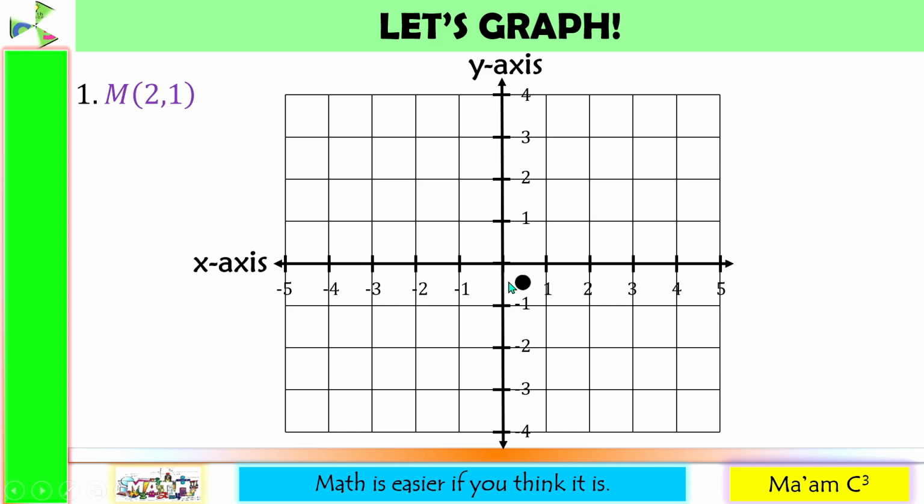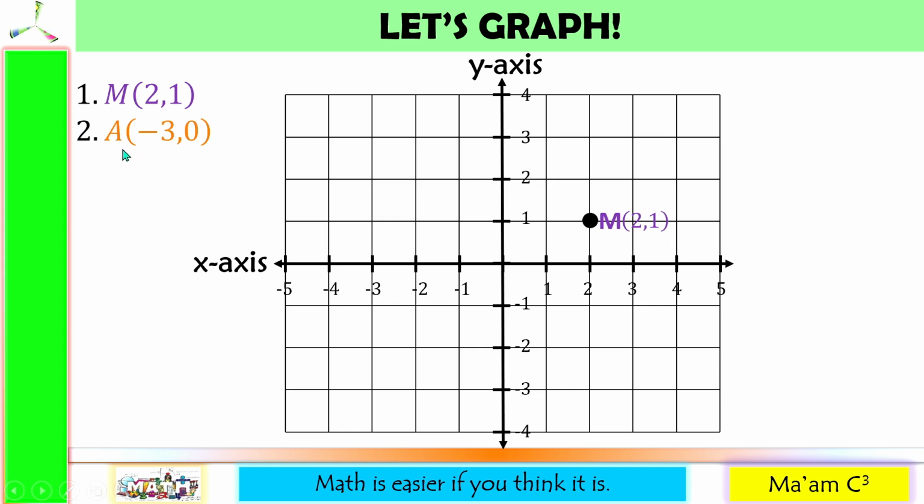Let's do that. 1, 2. Next, our y-coordinate is 1, so we're going to move 1 unit on the y-axis. Since this is positive, we're going to move 1 unit up. So from here, going 1 unit up, it will be here. This is now the point M with coordinates 2, 1.